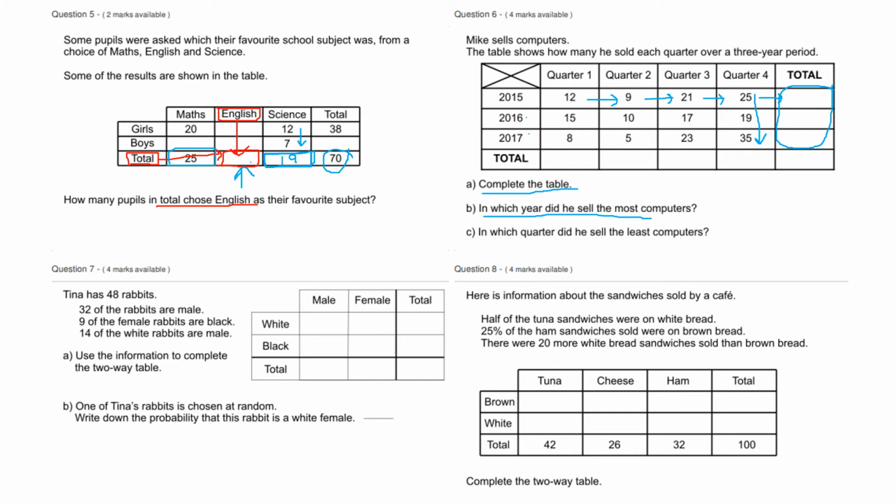And then see in which quarter did he sell the least computers. So that means you've got to look at the quarter totals, find the lowest one, and see which quarter it is, quarter 1, quarter 2, quarter 3, or quarter 4.